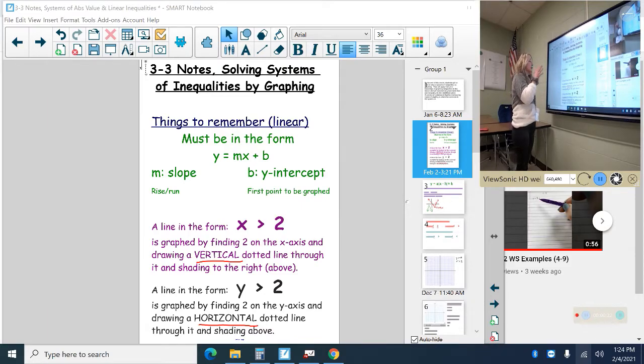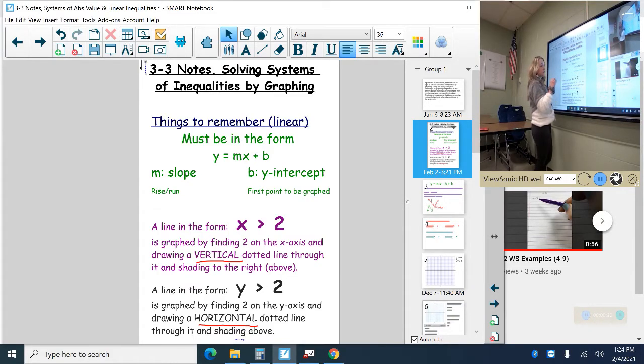Okay, linear means y equals mx plus b, where m is your slope, rise over run, and b is your y-intercept. That's the first point where you're going to start, and then you go from there with your slope.